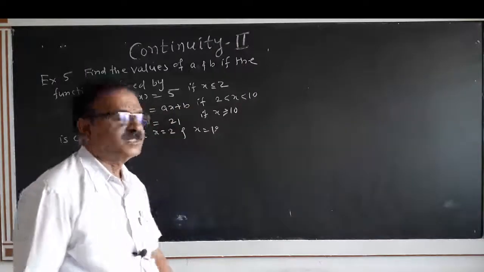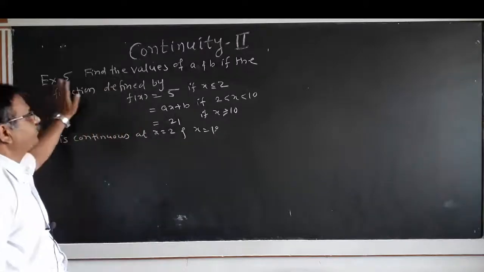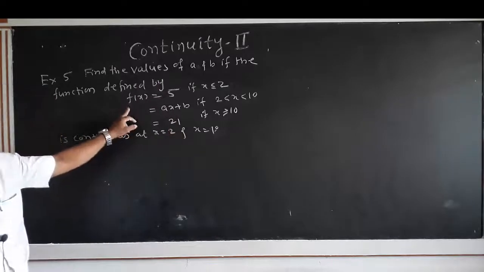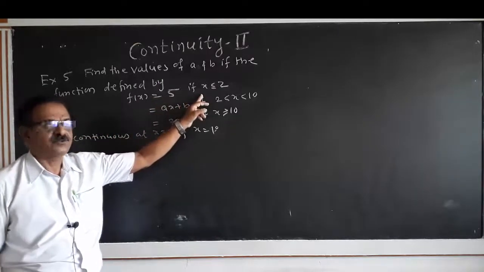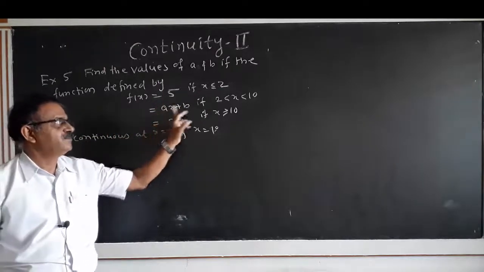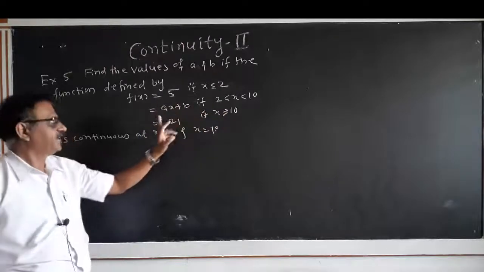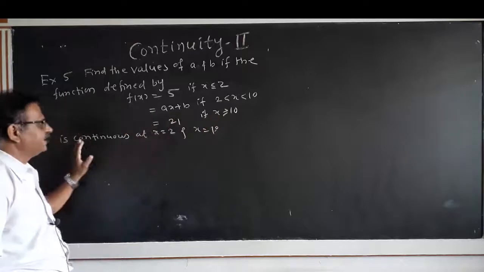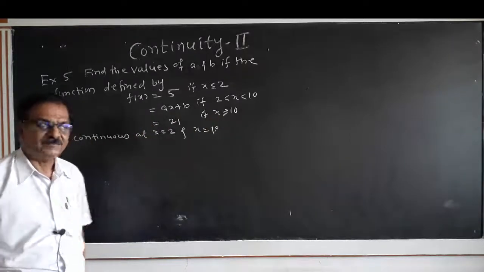Our fifth problem is, find the values of a and b if the function defined by f(x) equal to 5 if x is less than or equal to 2, f(x) equal to ax plus b if x lies between 2 and 10, and f(x) equal to 21 if x is greater than or equal to 10, is continuous at x equal to 2 and x equal to 10.